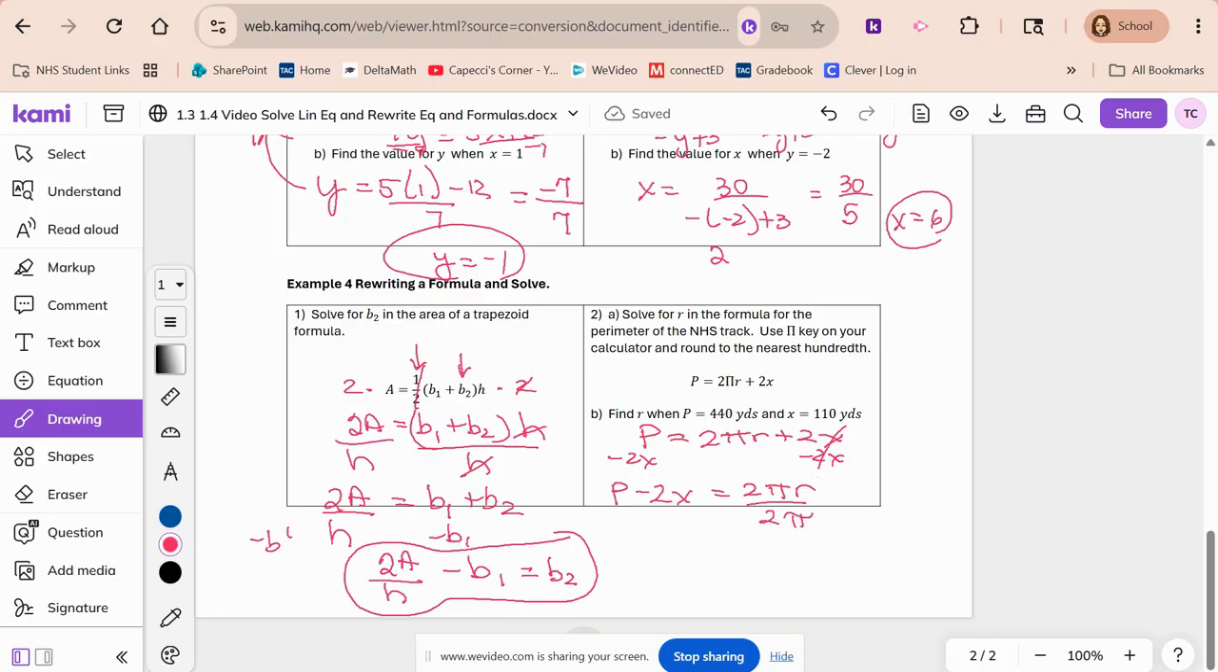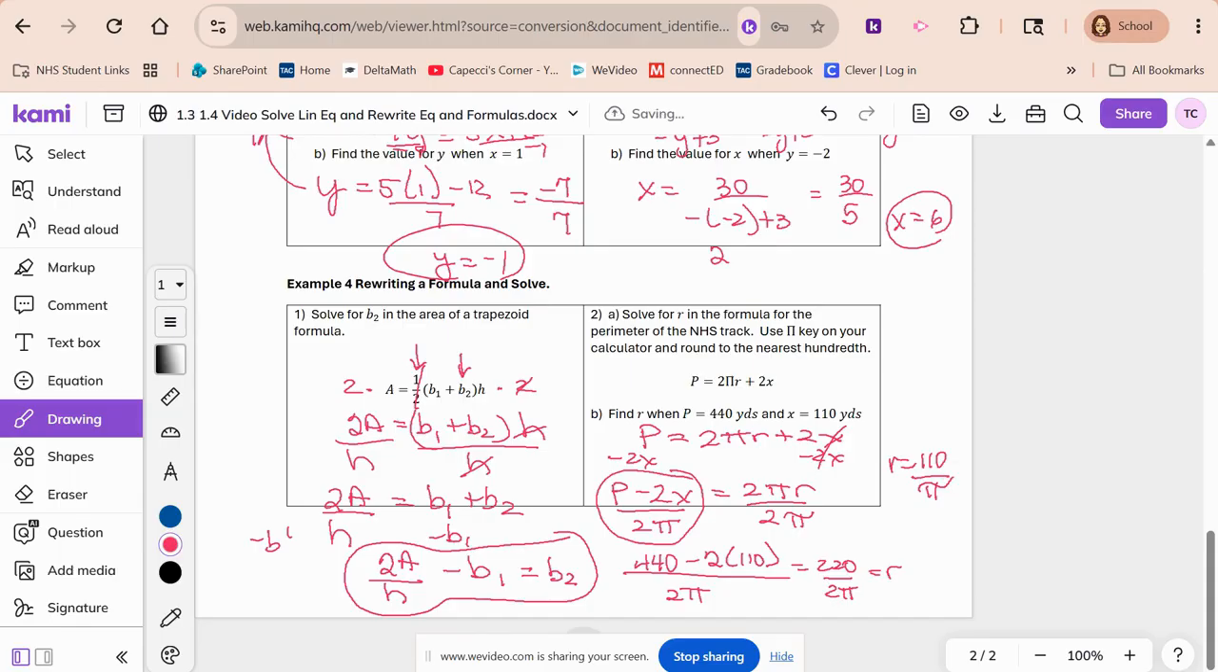Again, trying to get my r by itself, I divide by 2 pi, so I have p minus 2x over 2 pi. So now I'm going to substitute the values that they give me. So I have 440 minus 2x, where x is 110, as they give us, over 2 pi. So 440 minus 220 gives me 220 over 2 pi. And again, that's what is equal to r. And then I'm going to simplify that one more time. They're both divisible by 2. So I have r is equal to 110 over pi.